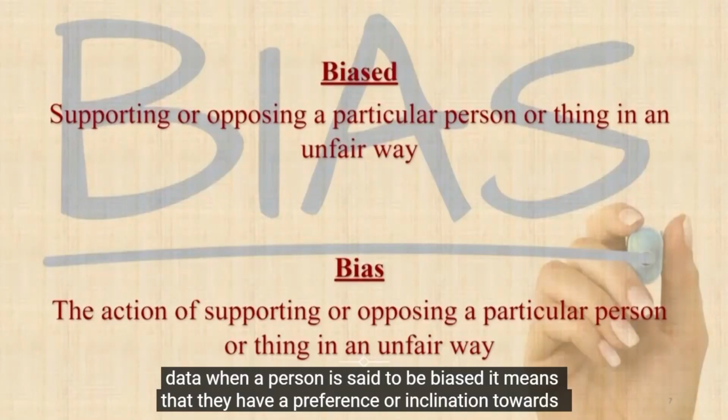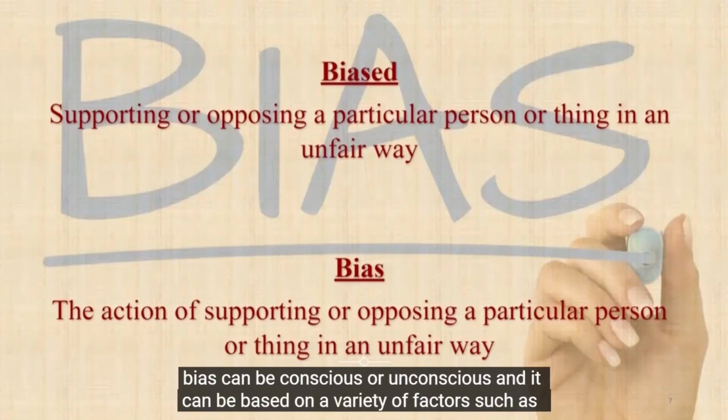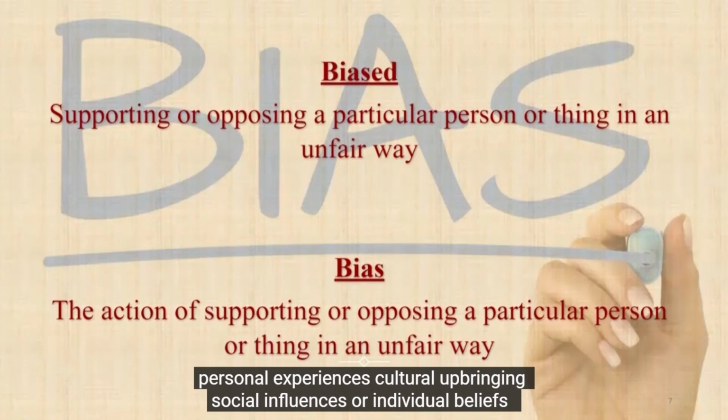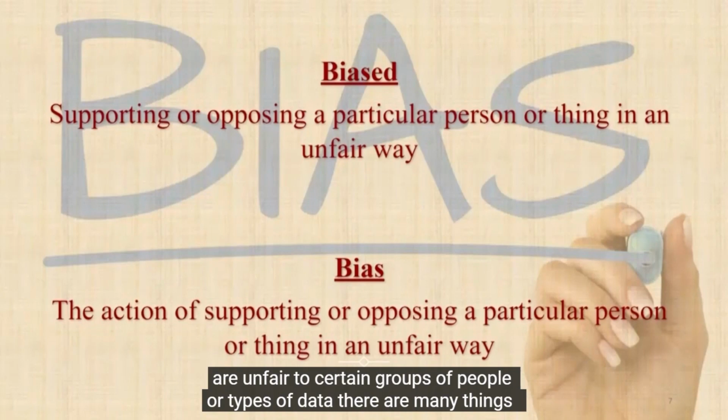When a person is said to be biased, it means that they have a preference or inclination towards a particular belief, opinion or perspective which influences their actions and decisions. Bias can be conscious or unconscious, and it can be based on a variety of factors such as personal experiences, cultural upbringing, social influences or individual beliefs. When we say that an algorithm is biased, we mean that it consistently gives results that are unfair to certain groups of people or types of data.